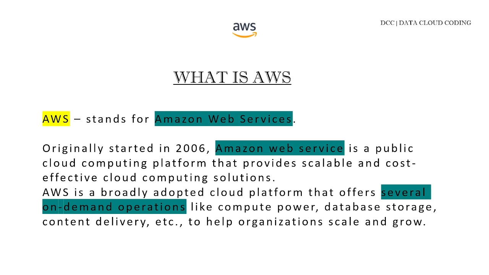But in the year 2006, Amazon Web Services decided to go public and make their cloud platform available for all. And AWS is a broadly adopted cloud platform that offers several on-demand operations, like we have compute, we have database, we have storage, we have content delivery, etc. to help organizations scale and grow. So there are a wide number of service offerings that AWS provides. We'll have a look at it in the consequent slide.